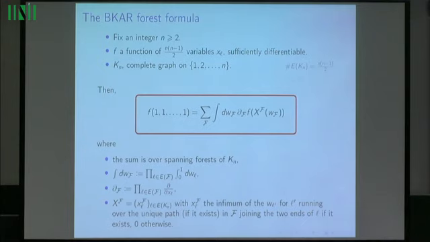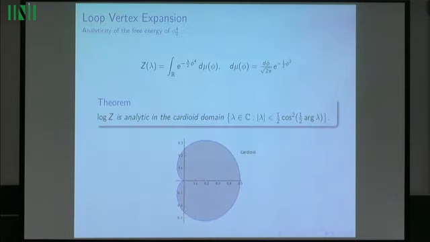So now let's see how you can prove a simple result using loop vertex expansion. We'll take as model the phi-4 theory in 0 dimension, meaning this one-dimensional integral. You have a quartic interaction. Here phi is a real number, and mu is the standard Gaussian measure. And I'd like to prove in 2 slides that log Z is an analytic function in this cardioid domain, which is pictured here. The fact that Z is analytic is very easy, but log Z is way more difficult.